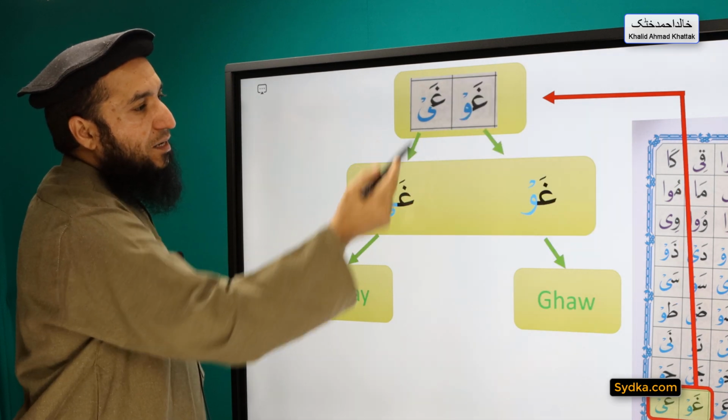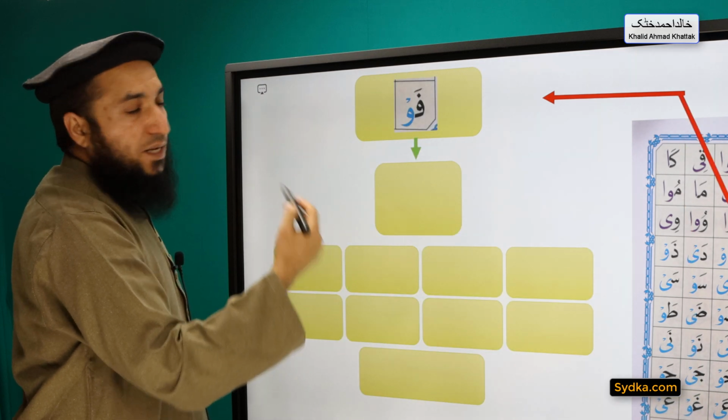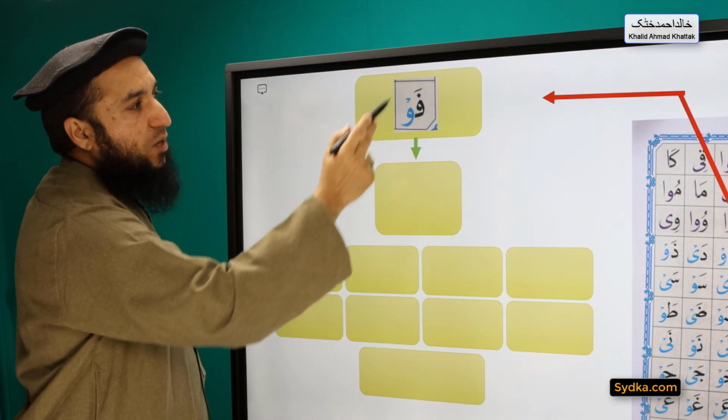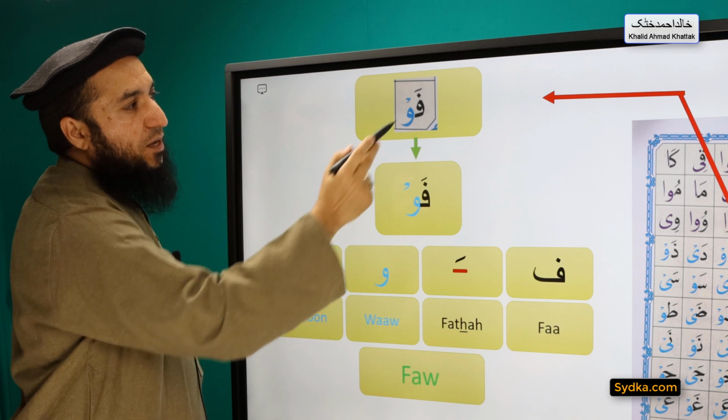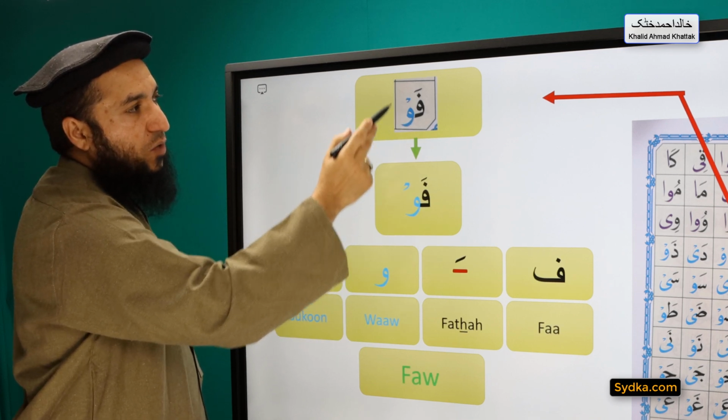Ghaw Ghay. Ghaw Ghay. So the next syllable we have is Fa Fatha Waw Sukun Faw. Fa is a light letter, it has Fatha on top of it, it is followed by Waw, and Waw has a Sukun.